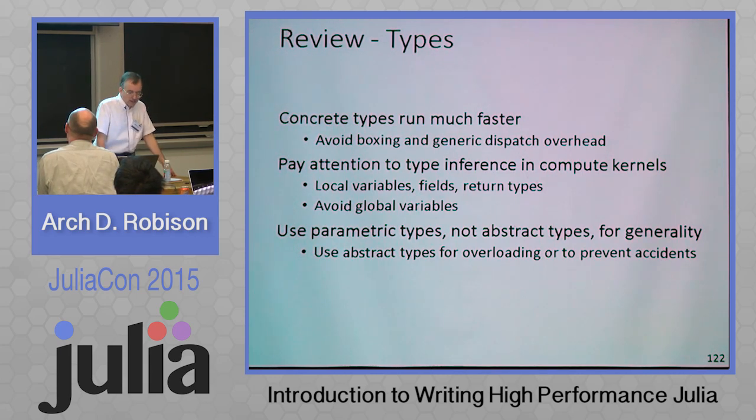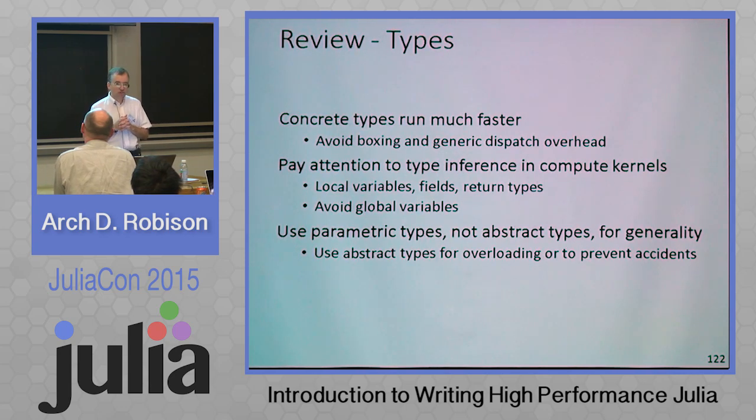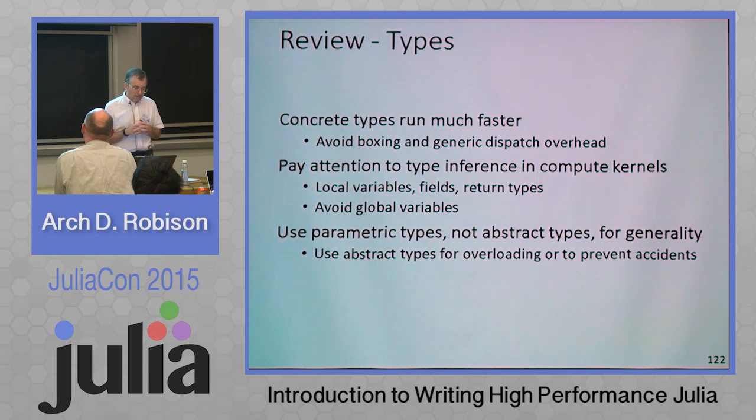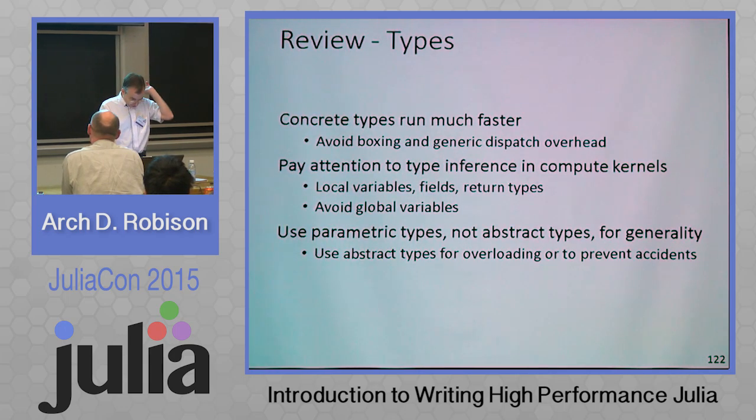Compute the kernels, though, avoid global variables and make sure your types can be inferred. And use the code warn type to display possible issues. And then, if you want to be generic, don't use abstract types for generality. Use parametric types. But still, abstract types are good. They're great for overloading, and they're good for preventing accidents. If you have something that only works for reals, mark the parameters for reals so it's not accidentally invoked for something else. It's always better to catch an error earlier than 10,000 instructions later.